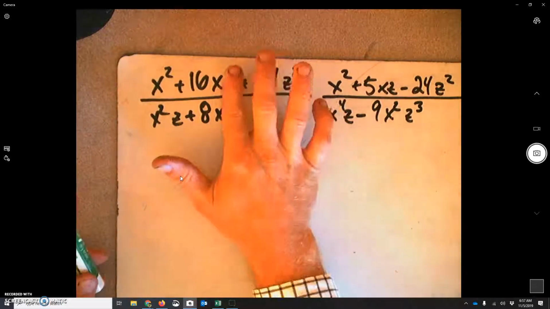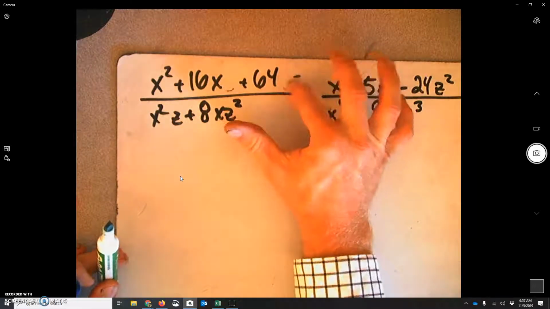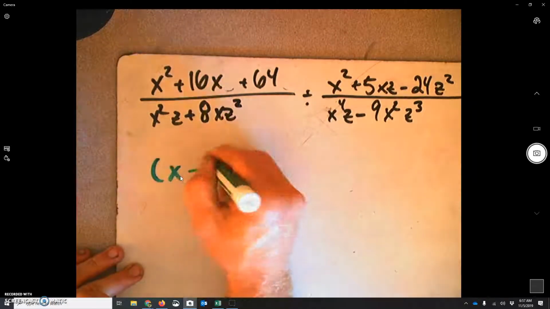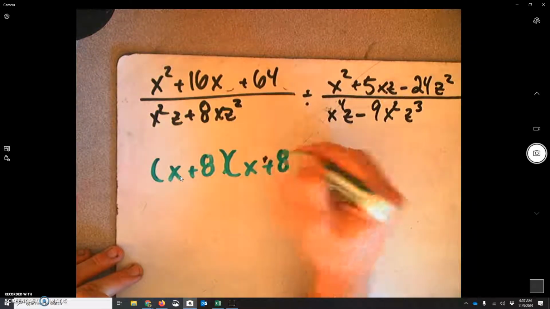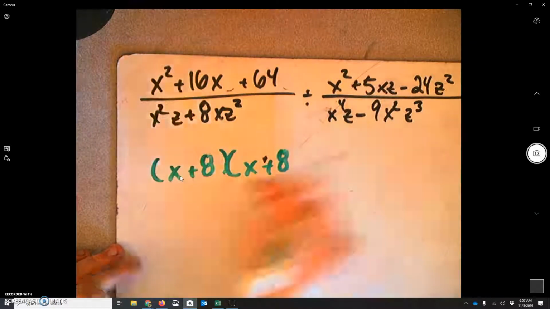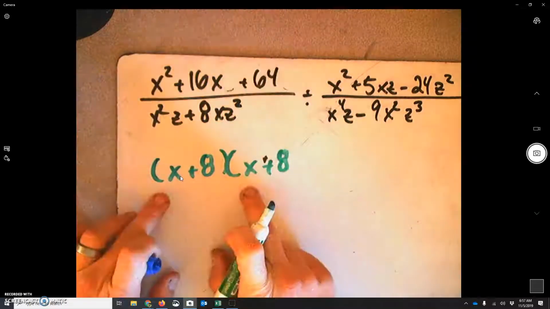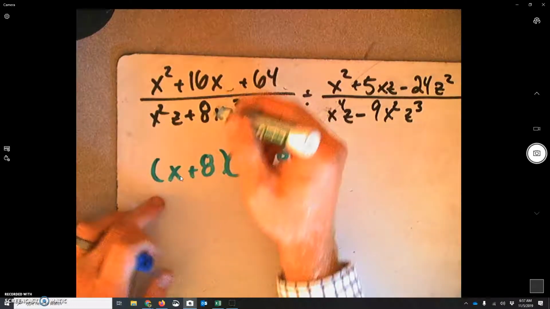I want you to pretend there's no z's here. So if we were to erase this z and that z squared, what would you do to factor it? Well, it would be x plus 8 times x plus 8. Well, probably x squared here and the x. You see how there's 2 x's and an x? Well, that's what this comes from. It comes from here, x and x, for the first terms. Well, this did have a z.